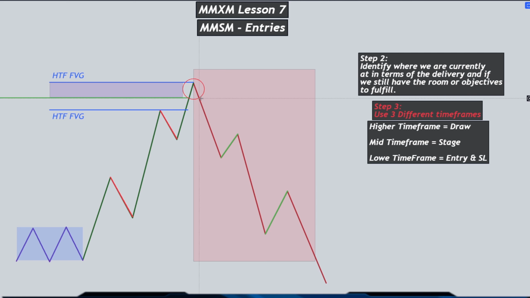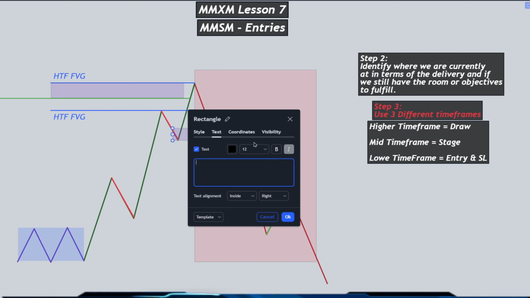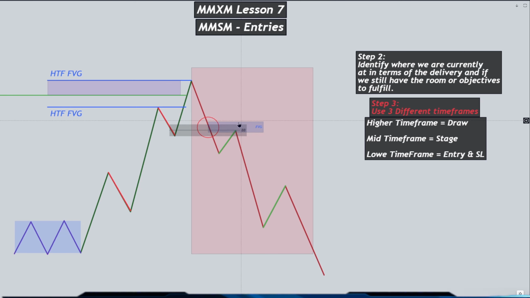So the third entry will be forming inside of your breaker block once the market structure shift is confirmed. So let's say you have a breaker block here, and if there is any fair value gap aligning with your breaker block, this is where you will have the highest probability entry for the sell side of the curve. This is where your A plus setup will form.